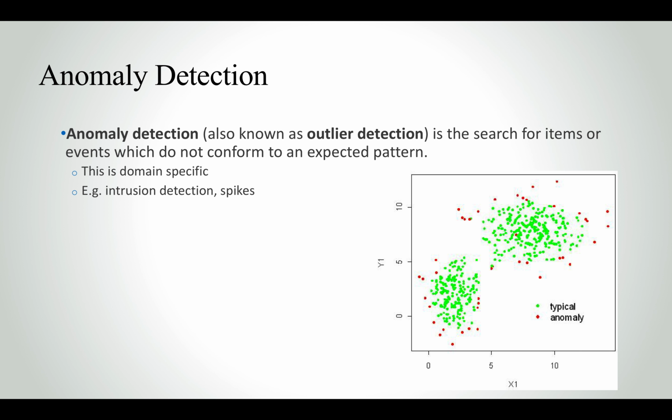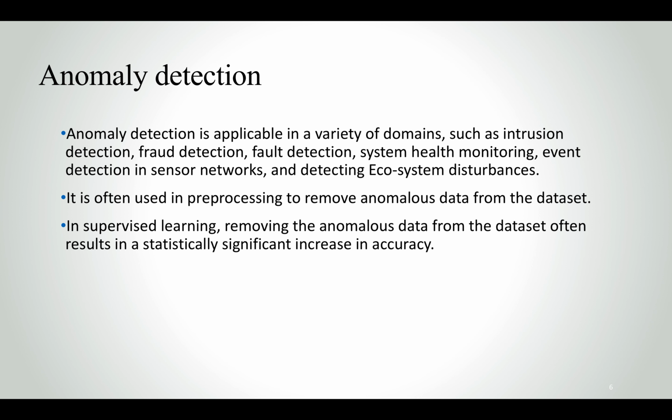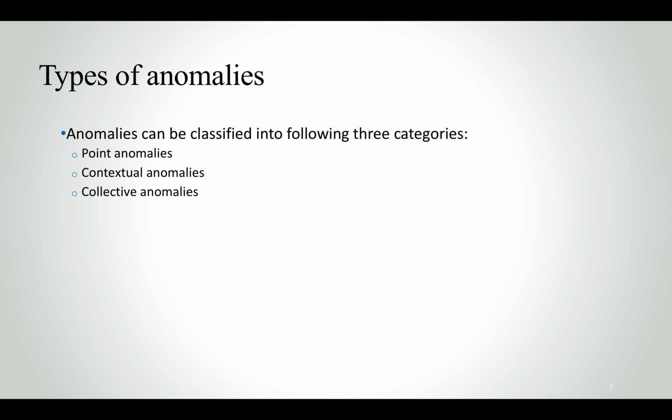Another very common example of anomaly detection is intrusion detection, whether someone is trying to hack into a server. Other domains are fraud detection, fault detection, system health monitoring, where you need to track someone's health and understand whether something's off the charts, sensor networks and others. It's often used to pre-process anomalous data in order to remove it from the data set, since sometimes in supervised learning removing outliers can actually help and improve performance. But in our case, that's not what we care about. What we care about is actually detecting those anomalies.